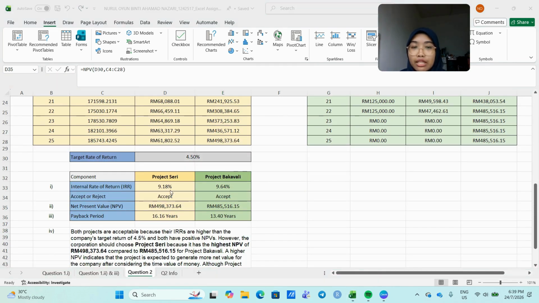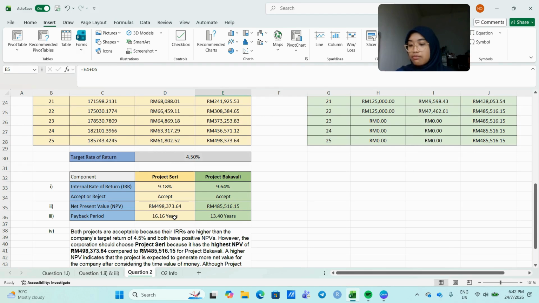And then, Project Seri net present value is higher than Project Bakabali. So, since the NPV for Project Seri and Project Bakabali both exceed 0, both are profitable and financially acceptable. So we go to the next question for searching on payback period.